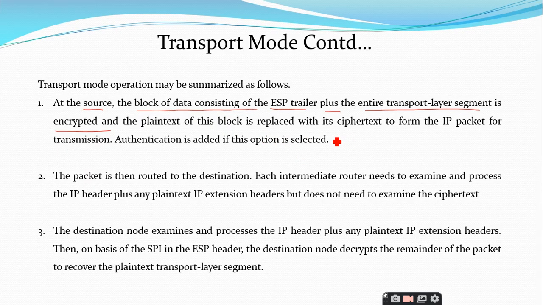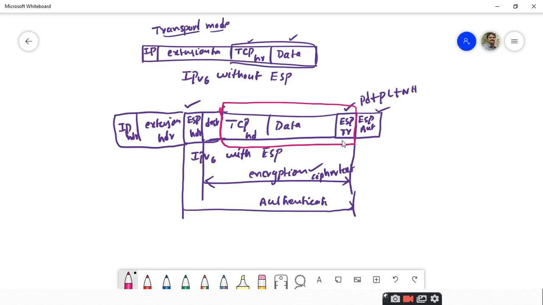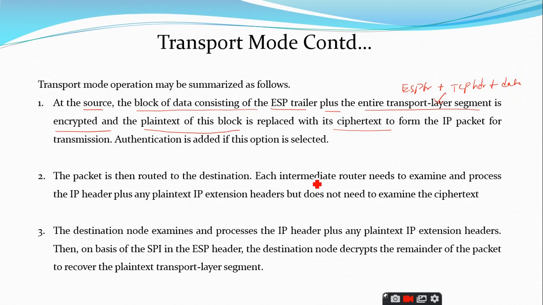This is what happens at the source side. So, the entire block of data, that is the transport layer segment, which consists of this TCP header plus data plus the ESP trailer, is going to be encrypted, and the plain text of this block is replaced with the ciphertext. That is what we have seen. So, once you encrypt these three things, we convert the plain text into the ciphertext, and that ciphertext is used for the transmission.